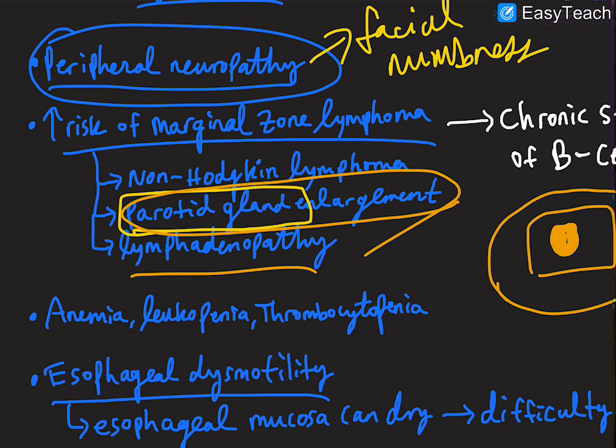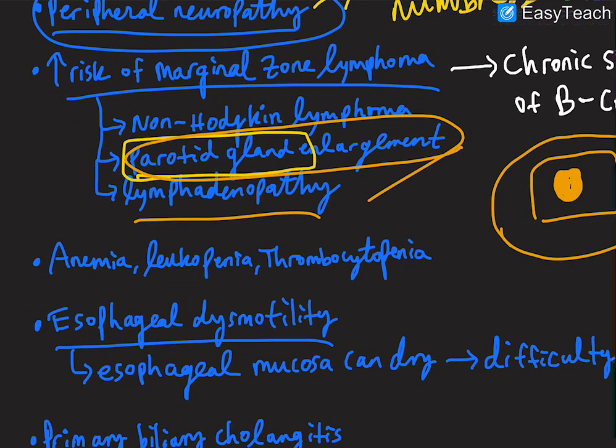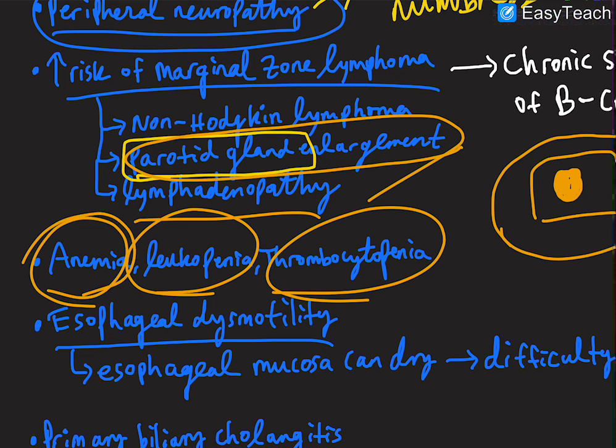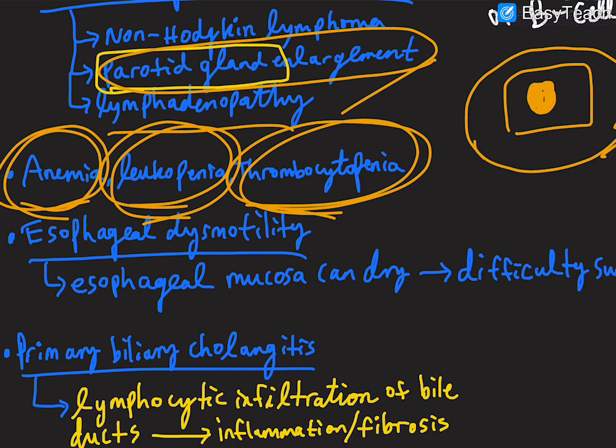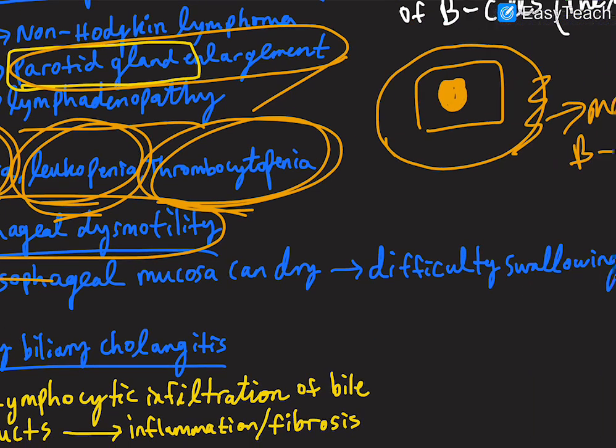Okay. So of course you can also see lymphadenopathy, right? Because this Sjogren's can also affect your lymph nodes. And then you can make antibodies against your red blood cells, white blood cells, and platelets. Therefore, you can see things like anemia, leukopenia, thrombocytopenia, right? And if your esophageal mucosa dries out, like you can see in Sjogren's, you can see esophageal dysmotility, right?